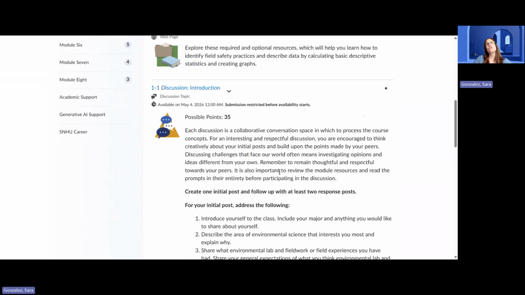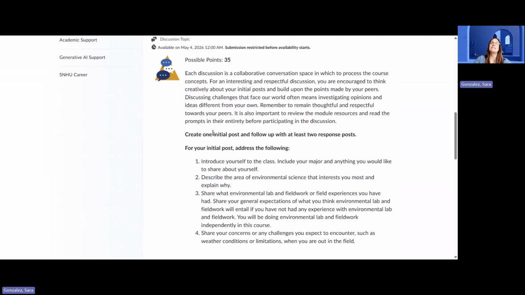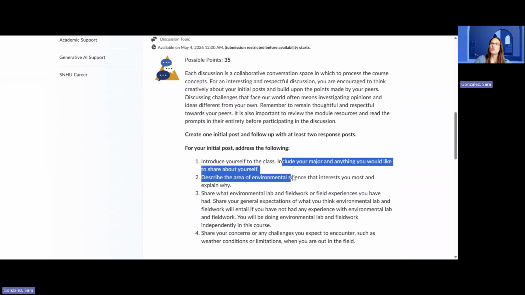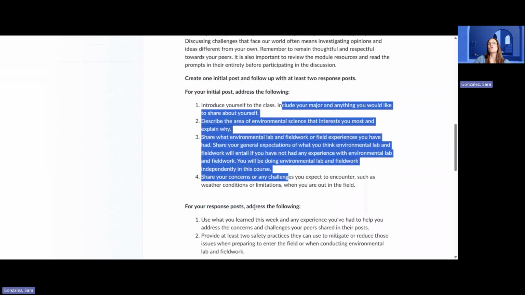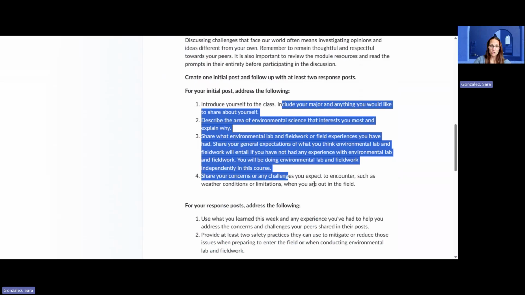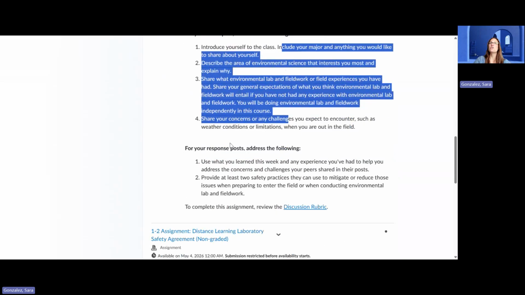There's a discussion that is due. You're going to create an initial post. You're going to introduce yourself to the class, include your major, describe the area of environmental science that interests you, share what field work or experience you have, and any concerns. So your initial post is going to be due on Thursday, and then your 2 follow-up responses are going to be due on Sunday.